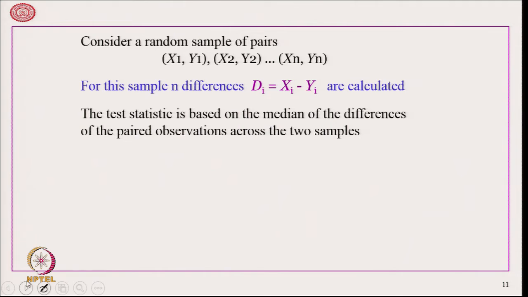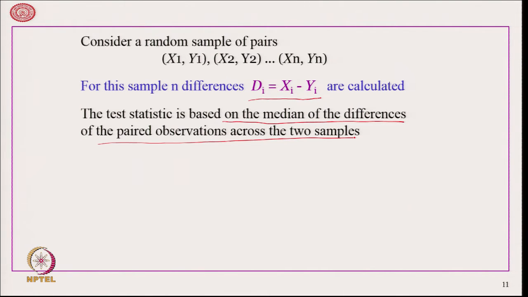So, consider a random sample of pairs (x1, y1), (x2, y2), ..., (xn, yn). For this sample, n differences can be calculated: Di is equal to xi minus yi. That means what it was before and what it was after. That gives you the difference, and then the test statistic is based on the median of the differences of the paired observations. So, I hope the concept is clear.